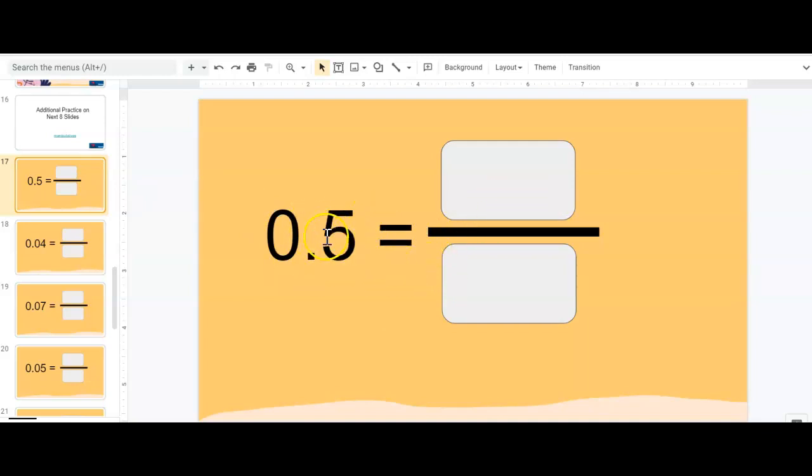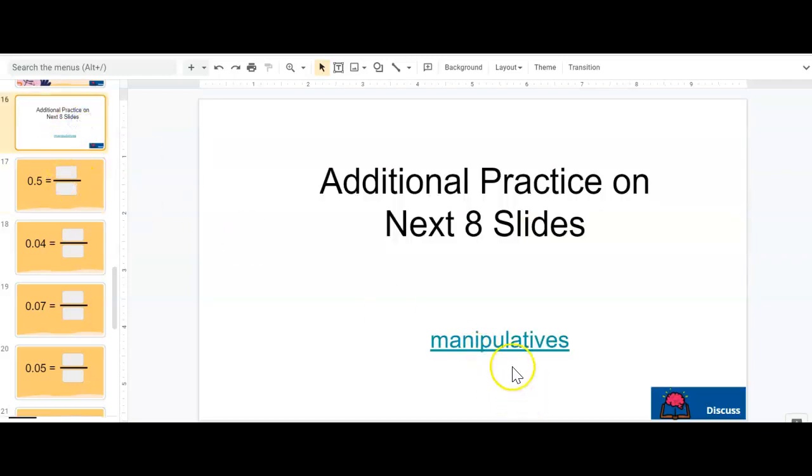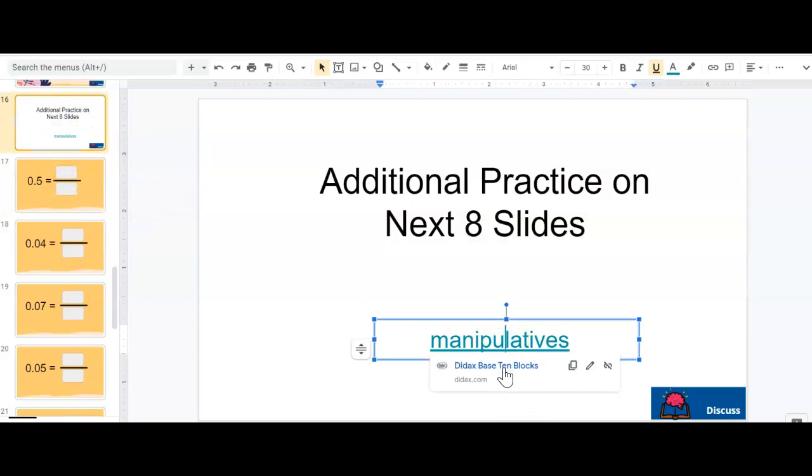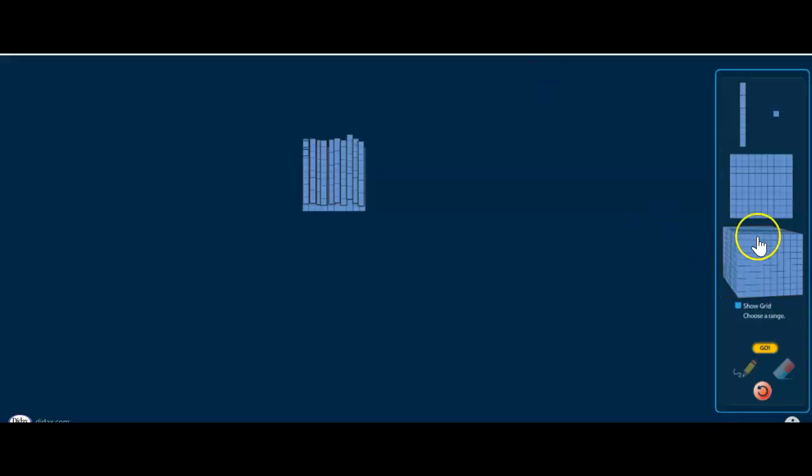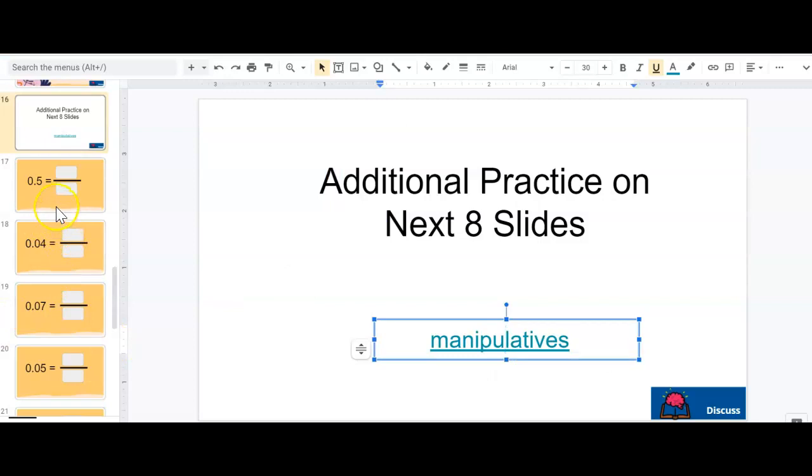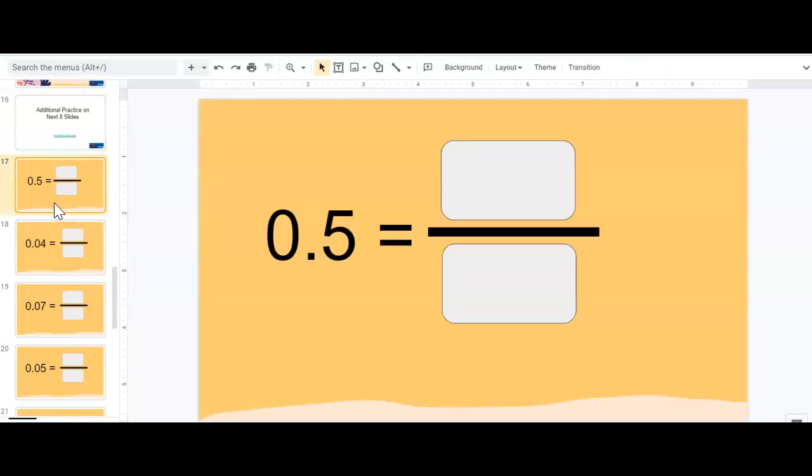So you've got a decimal form right here, but you need to be able to read it and put it in the fraction form. Now, when I go back to this one, there are some manipulatives there that can help you. The base 10 blocks that we've already worked on. So you can use this to help you to identify what the answers are going to be. Okay, and we'll just take a look.